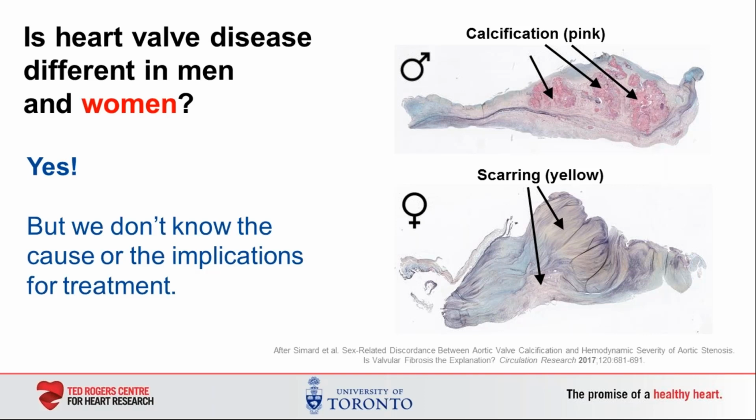We don't know the cause for these differences. And then the big question: what are the implications for treatment? If we are to find drugs to prevent valve disease or slow valve disease, perhaps this implies that men will need a different drug because they have a different disease mechanism than women. This is very much an open question, just now being recognized in the field, and I think will be an area of lots of advances in the very near future.